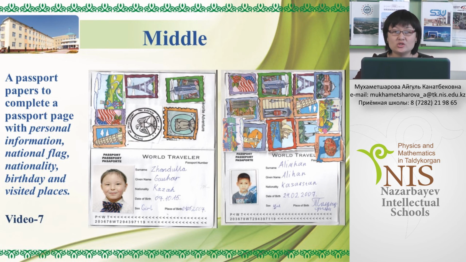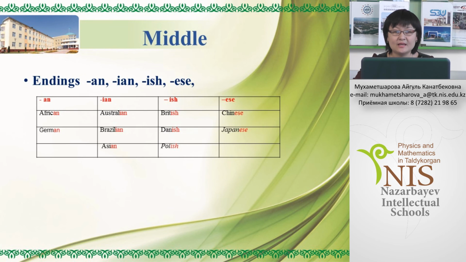Next activity was short. Here I explained the differences of endings as n, en, ish and is. Here I explained the differences of the word country and nationality. Students in pairs very quickly wrote these words using endings and showed to me.